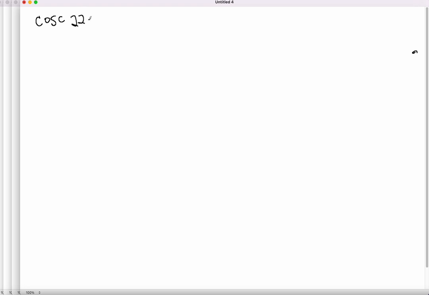Computer science 221. What we're going to be talking about in these lectures today, there are a couple of short videos I'm putting together, is representing floating point numbers. So I want to make a couple of distinctions here that we haven't made previously.